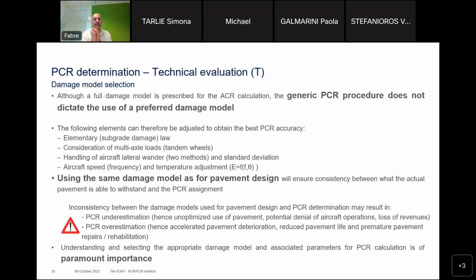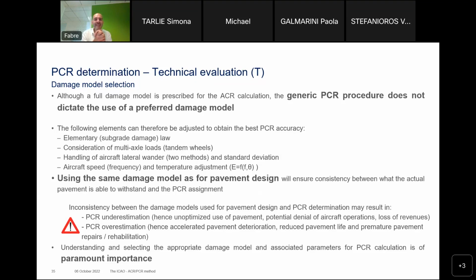As already said, although the ACR calculation procedure is unique and cannot admit any deviation, the PCR procedures allow using any damage model as long as it remains consistent with the design parameters, in particular for the CDF calculation, which can vary according to the following parameters. First, the elementary damage, which is a subgrade failure model in the case of the PCR. I spoke about the subgrade failure model in Fairfield, which is different from the one in Alizé or APSDS, the Australian software.